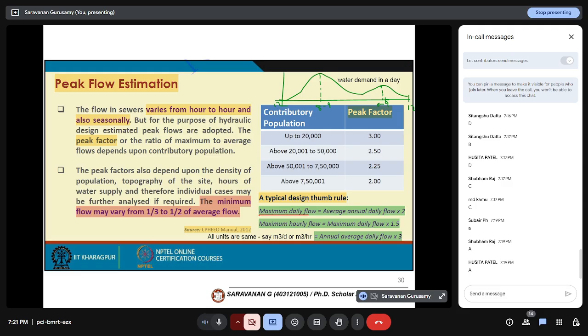If you take the maximum daily, sorry, this peak factor. See, if I increase the population, the peak factor is decreasing. If it is less than 20,000, the peak factor is increasing. But if it is above 7.5 lakhs, the peak factor is increasing.